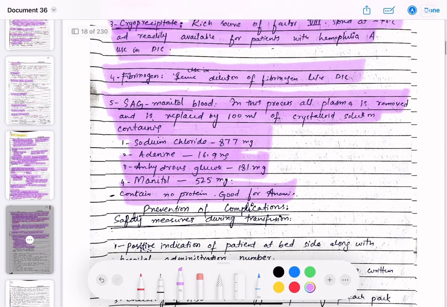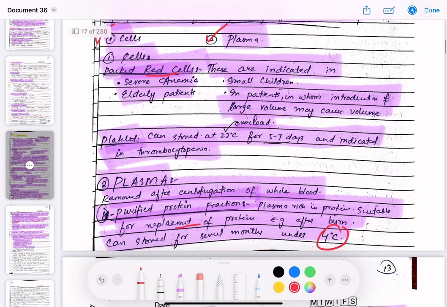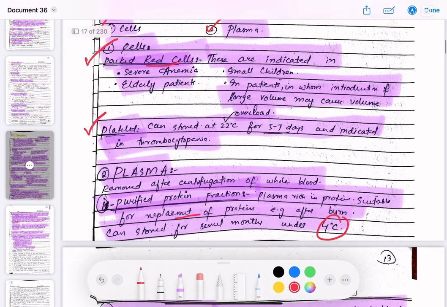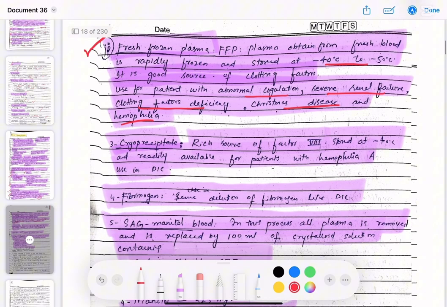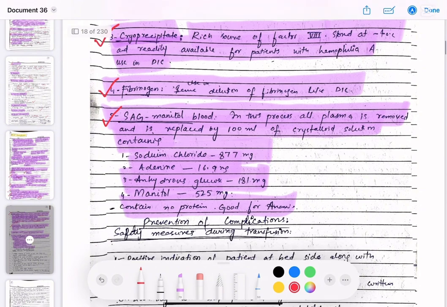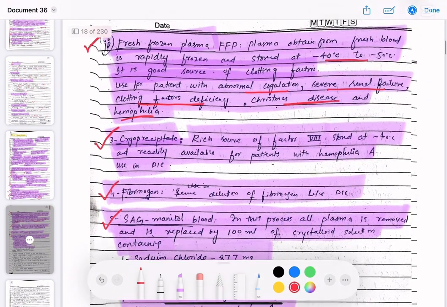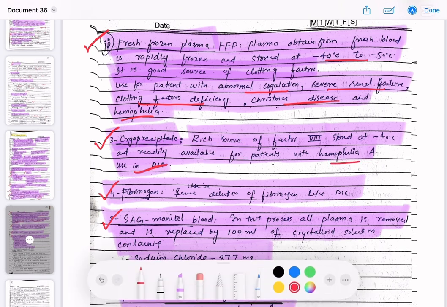So these are the different blood products. One is cells and one is plasma. In cells we have packed red cells and platelets. In plasma we have purified protein fraction, fresh frozen plasma, cryoprecipitate, fibrinogen and SAG mannitol. Cryoprecipitate is a rich source of factor 8, stored at -40 degrees C, and readily available for patients with hemophilia A and DIC. Fibrinogen is used in severe depletion of fibrinogen like DIC.